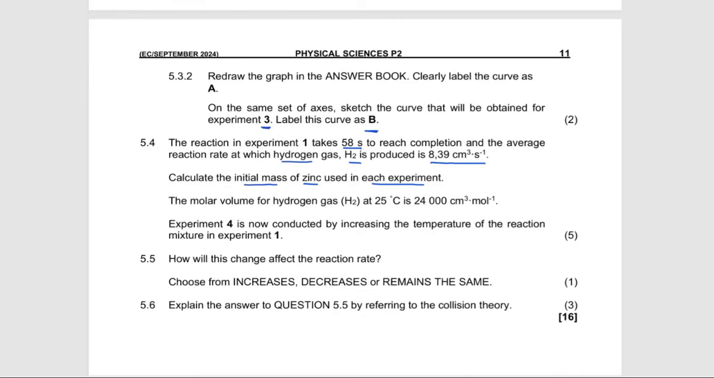They are also saying the molar volume of the hydrogen gas H2 at 25 degrees is 24,000 cubic centimeters per mole, right? Then experiment number four is now conducted by increasing the temperature of the reaction mixture in experiment one. So I think this question was supposed to end where we calculate the initial mass of the zinc there, right? So I can say the 5 there, right?